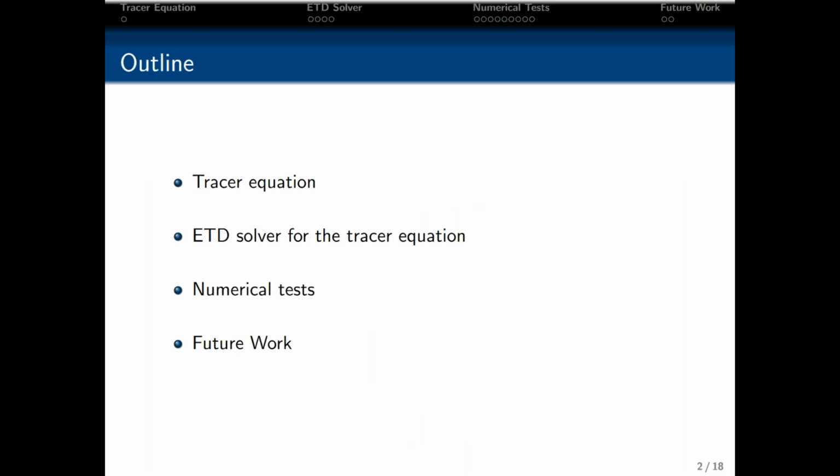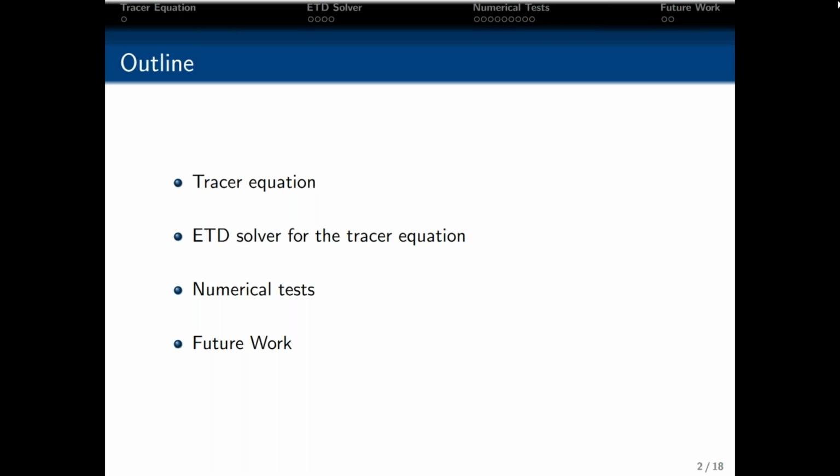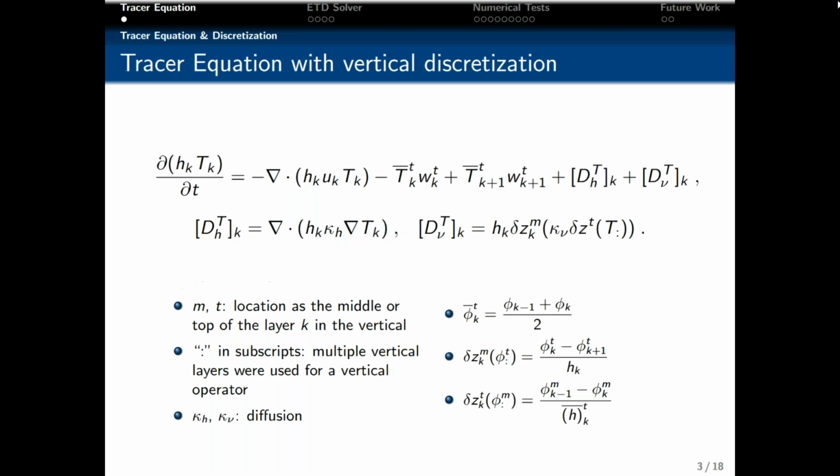So first of all, a brief outline of my talk. At the beginning, I'm going to show you the tracer equation and then the ETD solver that we developed for such an equation. After that, some numerical tests that include also tests for the primitive equations, and at the end, the future work.